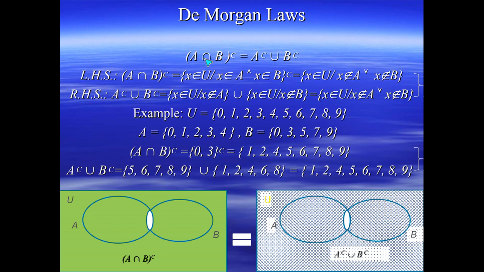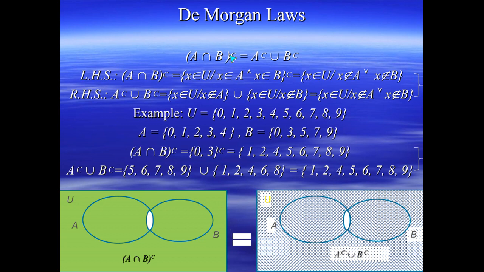When I open this, the intersection turns to union. Complement of A intersection B is equal to A complement union B complement. Let's first see it on the Venn diagram and then prove it and see a numeric example. On the Venn diagrams, it is not so difficult. We have again the universal set, left hand side and right hand side.